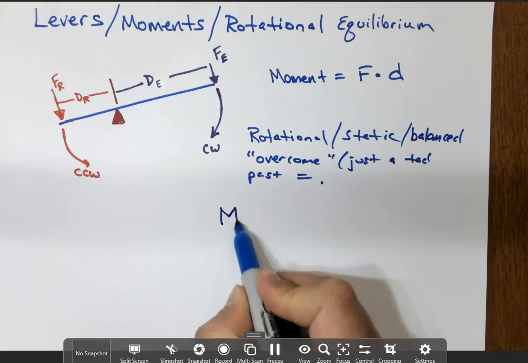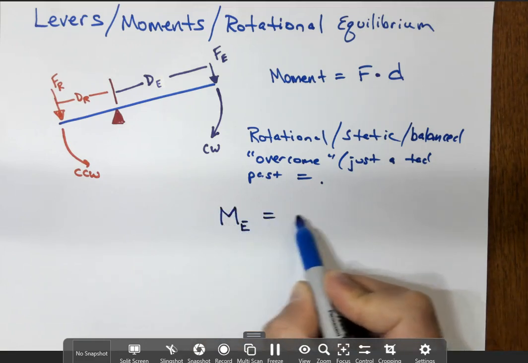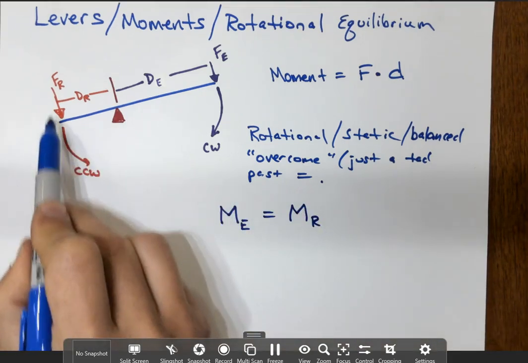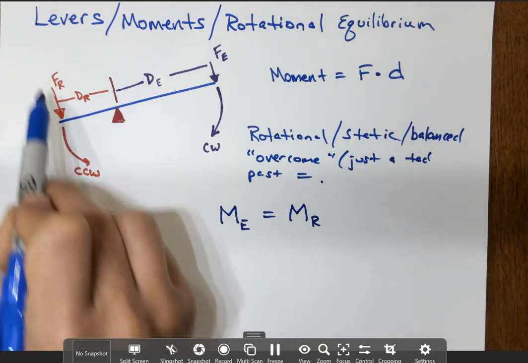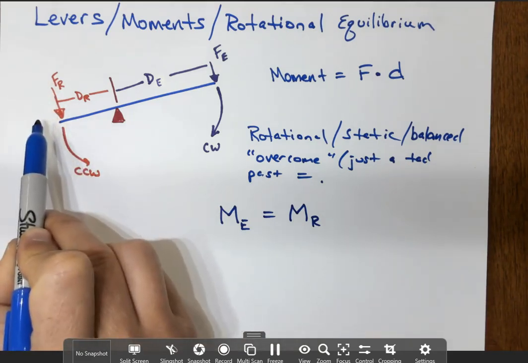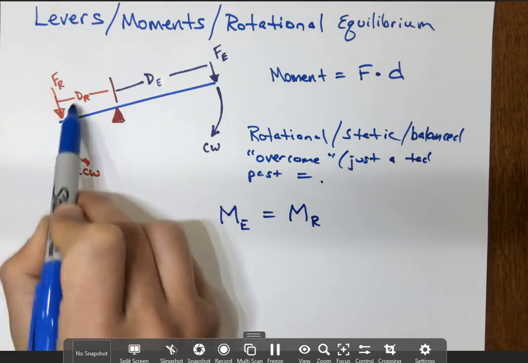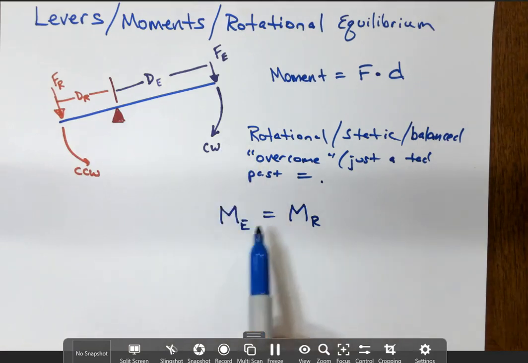You're going to start with the relationship of the effort moment being equal to the resistance moment. So this force, how bad the lever wants to turn, is not just how hard we push, okay? It's how hard and how far from the fulcrum. These two multiplied together, that product is what creates that. And so we have the effort side here and the resistance side there.